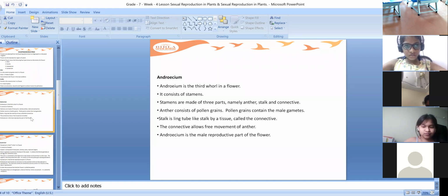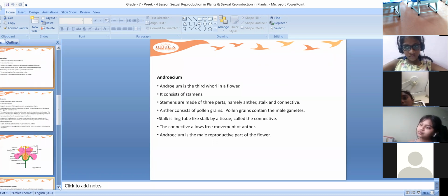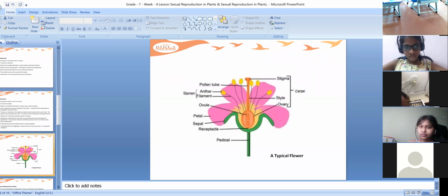Androecium is the third whorl in a flower. It consists of stamens. Stamens are made up of three parts, namely anther, stalk, and connective tissue. I'll show you the picture of the flower. Stamens are made of three parts.